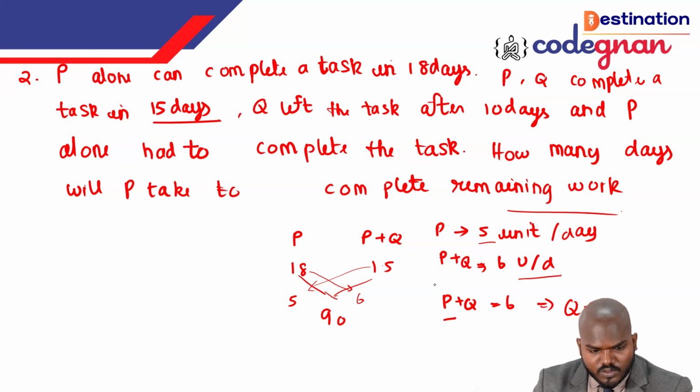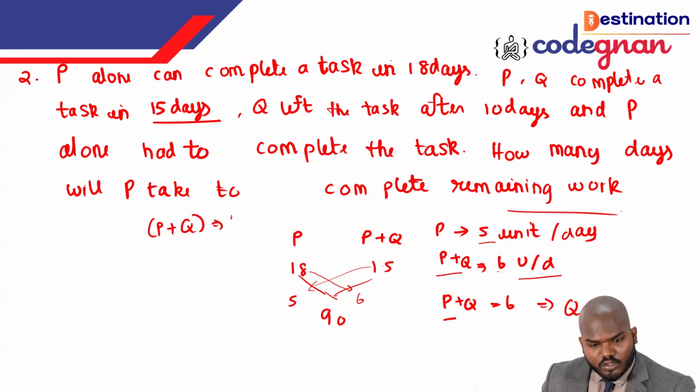Okay, so now you see this one, they are mentioning that Q left the work after 10 days. So Q worked for 10 days. That is the logic here in the way we can consider. P and Q initially are working together, right? Q worked for 10 days, after that he left. If you take P plus Q, we are calling it 6. Both of them work for 10 days, so they have done 60 units totally in 10 days.